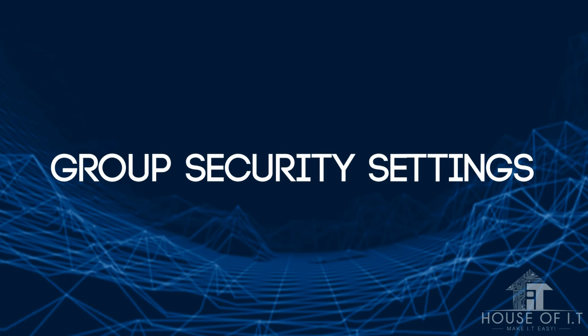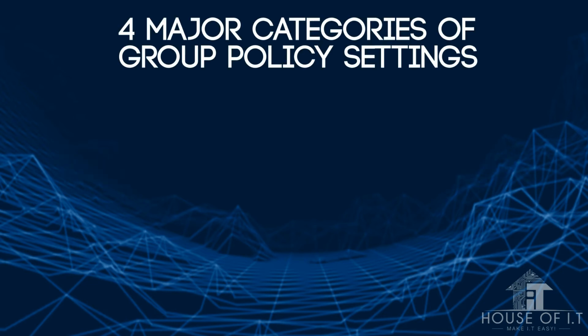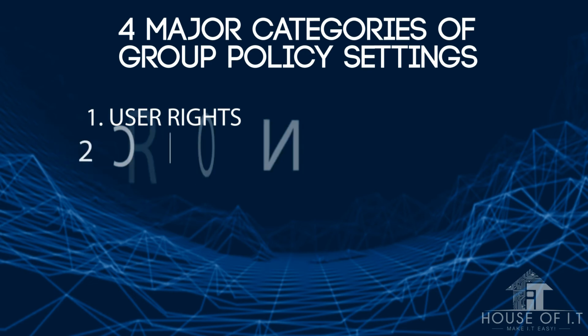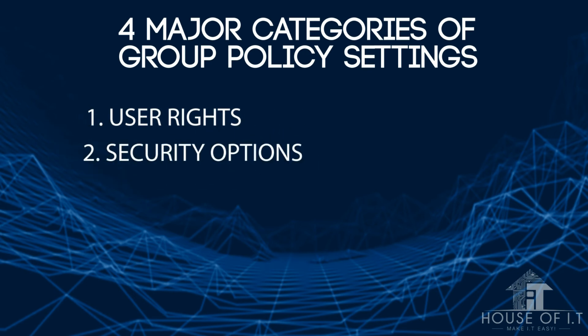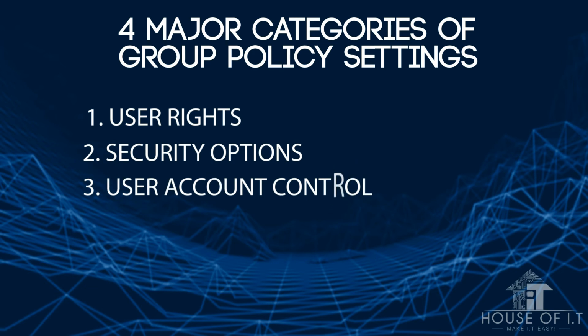Now let's move to group security settings. The following are the four major categories of group policy settings that you need to know about. Although you don't need to memorize all of these policies under each category, they would really come in handy, so you might as well familiarize yourself with them. There's the user rights, security options, user account control, and lastly, the audit policies.